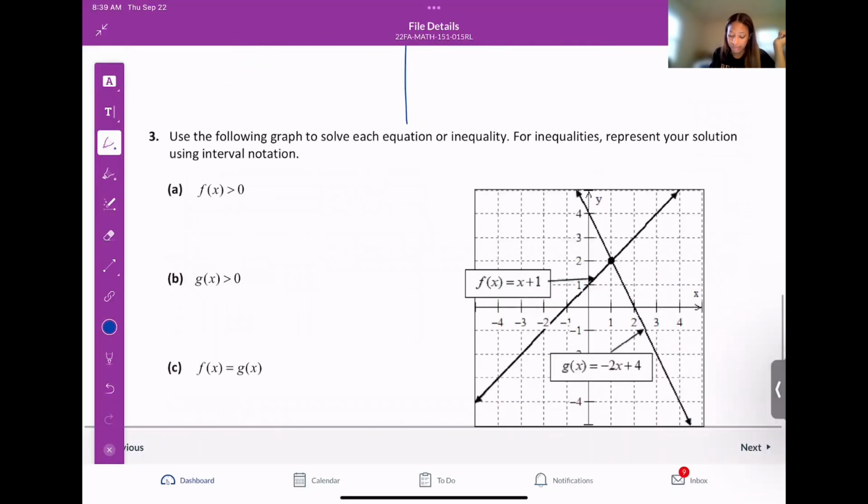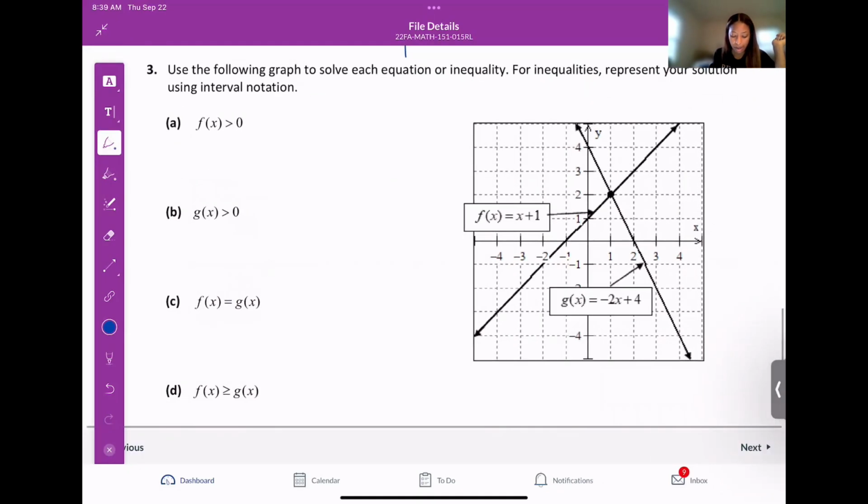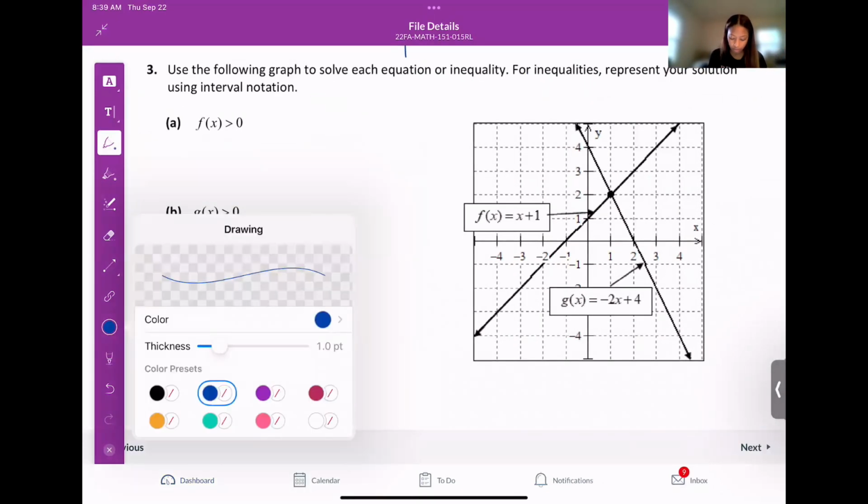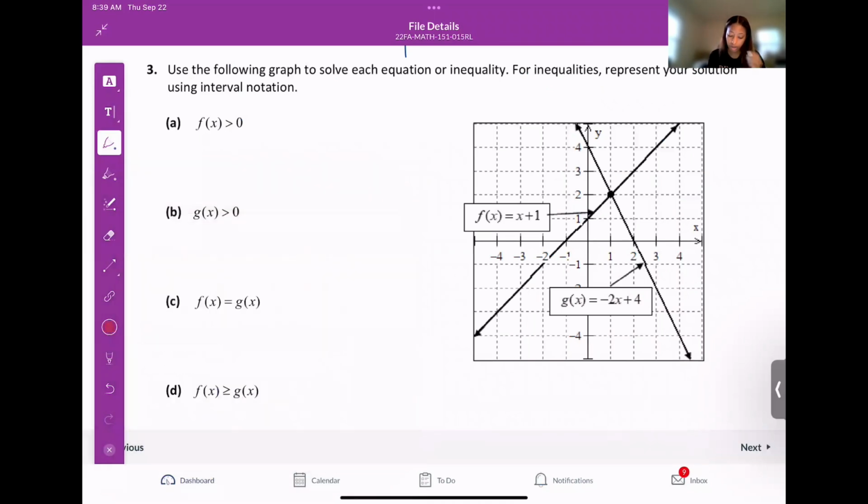All right, then last part is a graph. So for our visual learners, this will probably be a little bit easier for you. I want to get a brighter color. So using the graph, we can see that f of x is that increasing line, g of x is the decreasing line. We're asked to use the graph to solve the inequalities. For part A, we want to know when f of x is greater than 0. That means for what x values is f of x above the x-axis? That means that it's greater than 0.